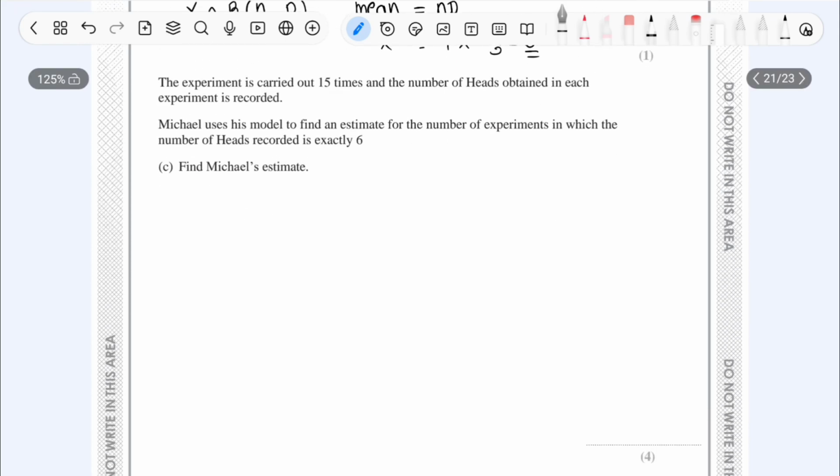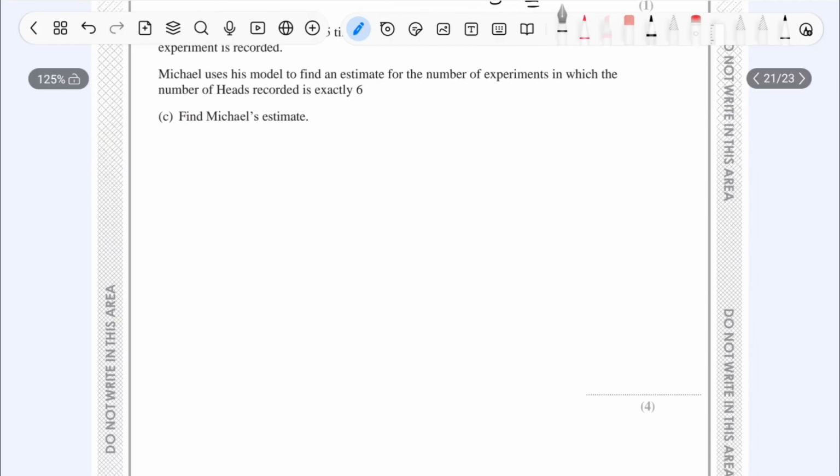The experiment is carried out 15 times, and the number of heads obtained in each experiment is recorded. Michael uses his model to find an estimate for the number of experiments in which the number of heads recorded is exactly 6. Find Michael's estimate.